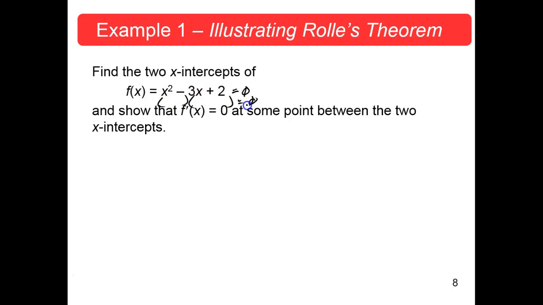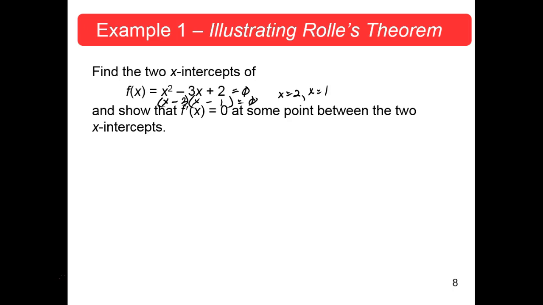Does that factor? Well, if it does, the first one's got to be x and x. The signs have to be minus minus, -2, -1, right? So what are your two intercepts at? x equals 2, x equals 1. So at those two places, the function's equal to 0, the same value. Show that f prime of x is 0 at some point in between those two intercepts.